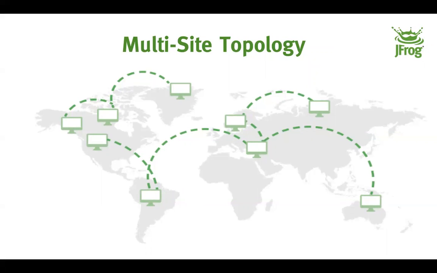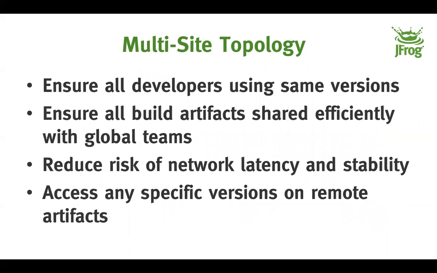Now, in order to understand more about it, of course, when developers are working on a project, they all need the same version of that particular artifact, otherwise it would create a problem. For example, your US team might be using version 1, but your India team might be using version 2, and your European team version 3. So it creates a lot of problems. In this way, as soon as a US developer pushes an artifact into Artifactory, the same would be available to your other two instances as well. Artifacts would be shared efficiently with your global teams. It reduces the risk of network latency and stability issues, and you can access any specific version on the remote artifacts as well.